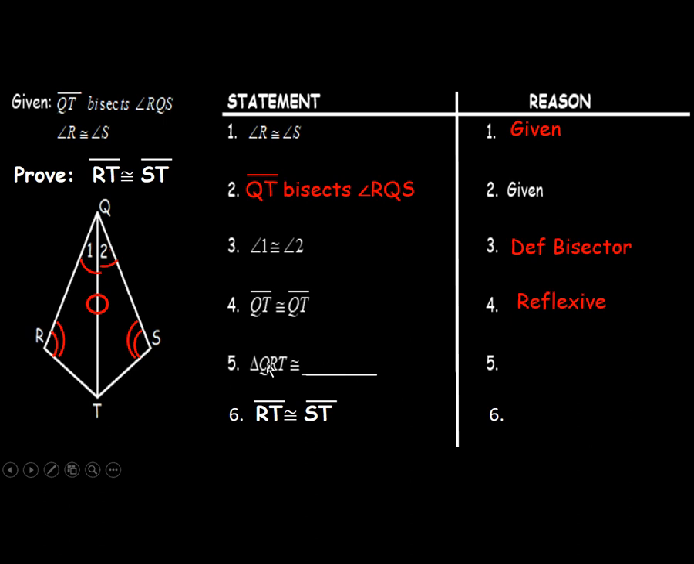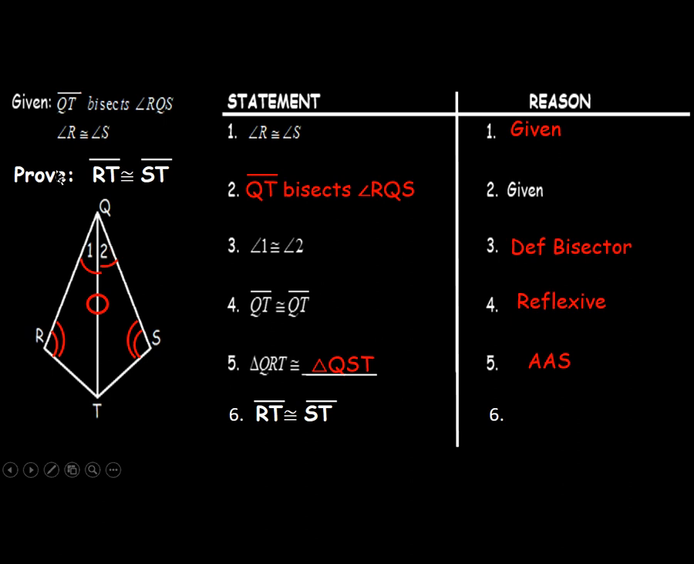Next, our two triangles are congruent. All right, you've got to name this triangle in the right order. Triangle QRT, so top, left, bottom is going to be congruent to top, right, bottom. So it should be triangle QST. What's the reason for these two triangles being congruent? This is angle, angle, side.